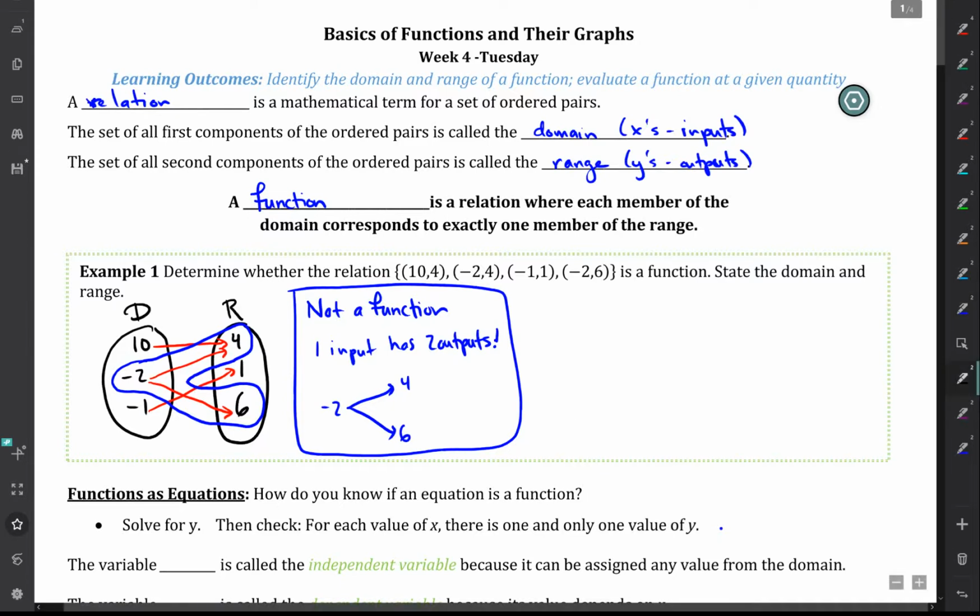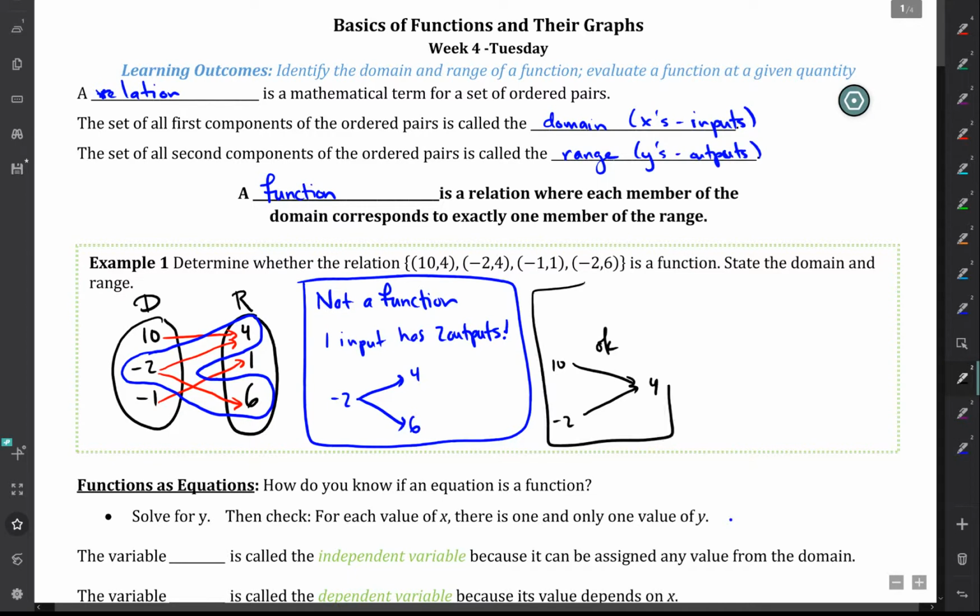On the flip side, if you notice you have 10 going to 4 and negative 2 going to 4, that's okay. This would be a function if you only saw this. So two different inputs can go to the same output, but not the other way around. Okay, and now we want to write down what the domain and range are. So the domain in this case is the set {-2, -1, 10}, and the range is {1, 4, 6}.